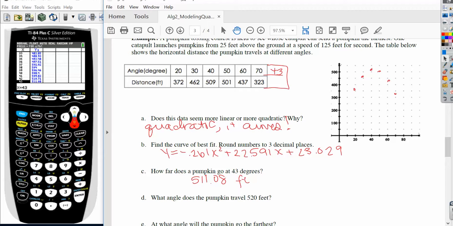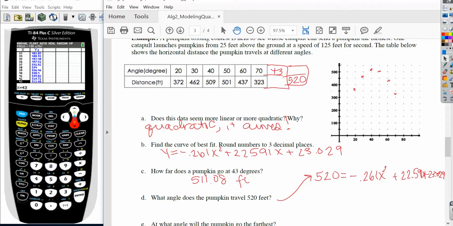So let's look at the next one. It says, at what angle does the pumpkin travel 520 feet? So if I come over here, okay, 520 feet. My dog's growling at the rain. I'm going to plug that into y. So if I look here, I go 520 equals negative 0.261x squared plus 22.591x plus 23.029.